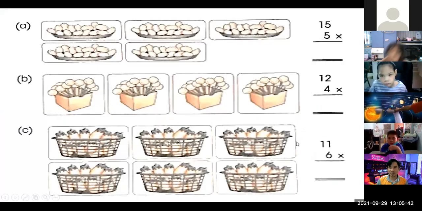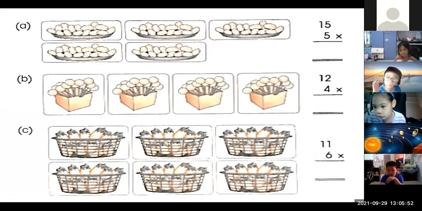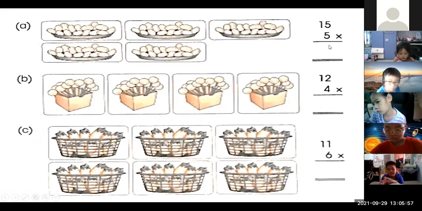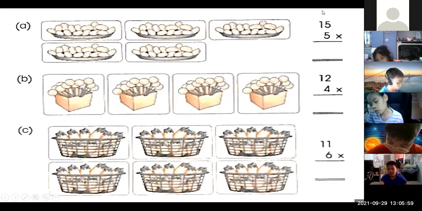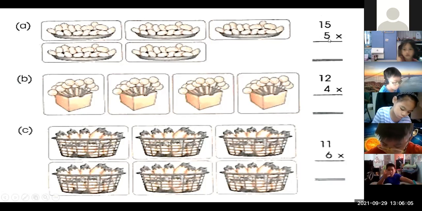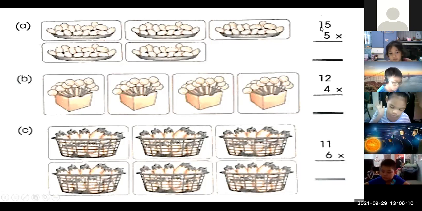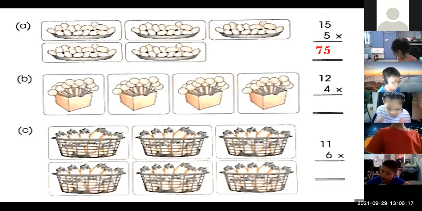Now here, let us answer your book. 5 times 5. That is 5 plus 5 plus 5 plus 5 plus 5, which is equal to 25, right? So we write the number 5 here and put the 2 tens in the tens column. And then we will multiply 5 by 1. 5 times 1 is equal to 5 tens. So 5 tens plus 2 tens is equal to 7 tens, which gives 75. Very easy.